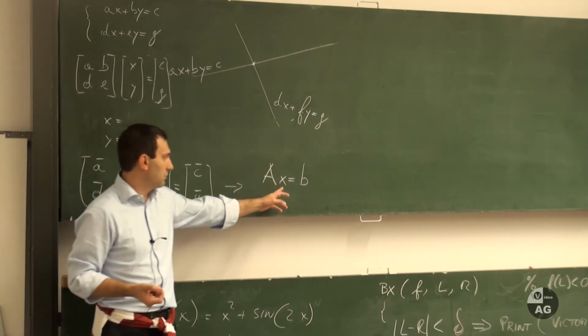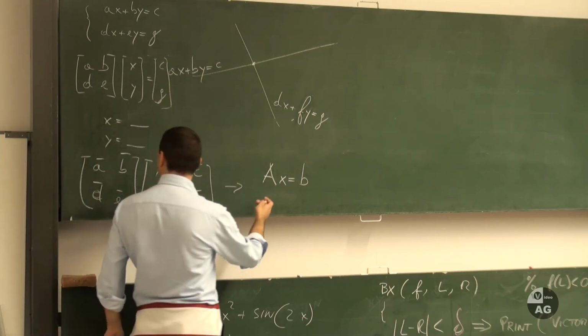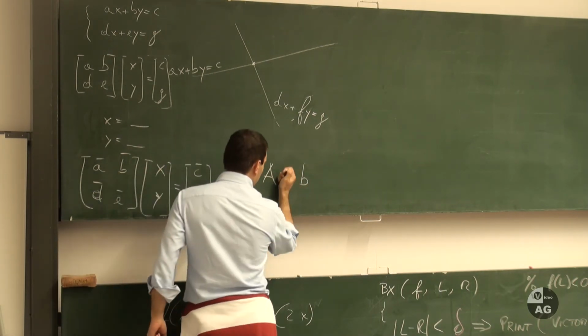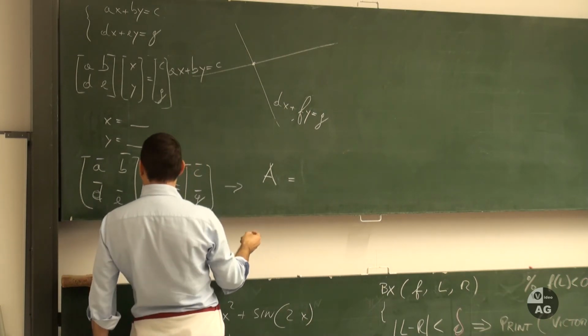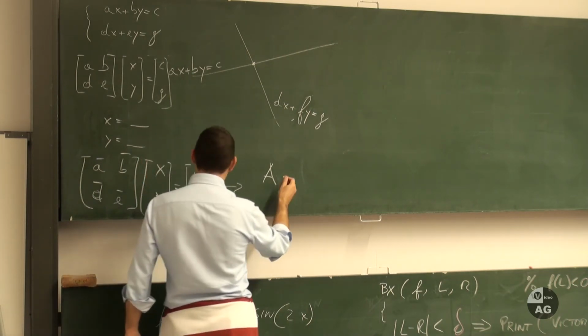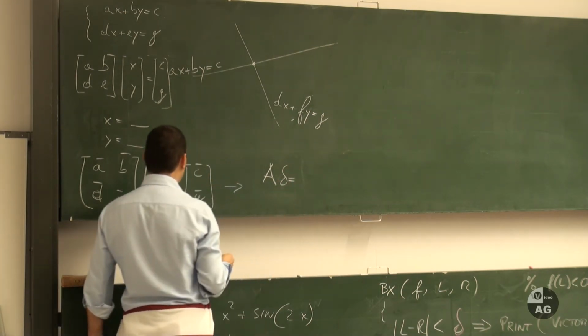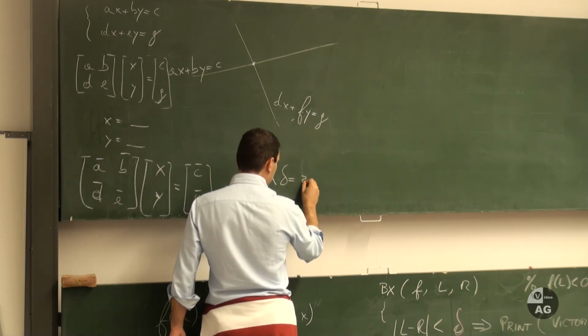We want to compute, unfortunately this X is not the same X, and this B is not the same B, so let me rewrite it. Capital A times a variable. Variable, give me a variable. Delta equals, see.